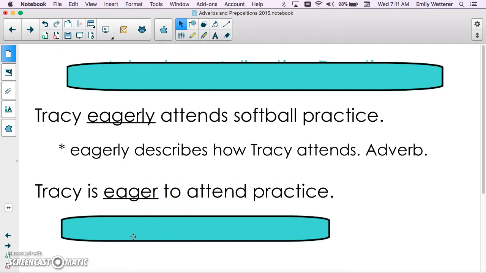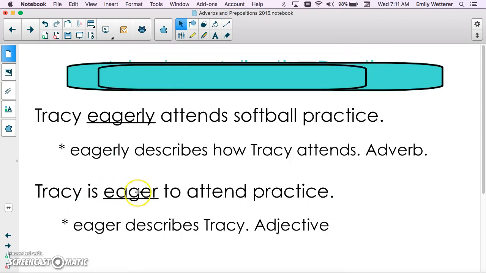Let's look at this example. Tracy is eager to attend practice. Well, who or what is eager? Tracy is, so that makes it an adjective. So as we move along this unit, I just wanted to make sure you knew the difference. Adverbs describe actions and adjectives describe nouns.